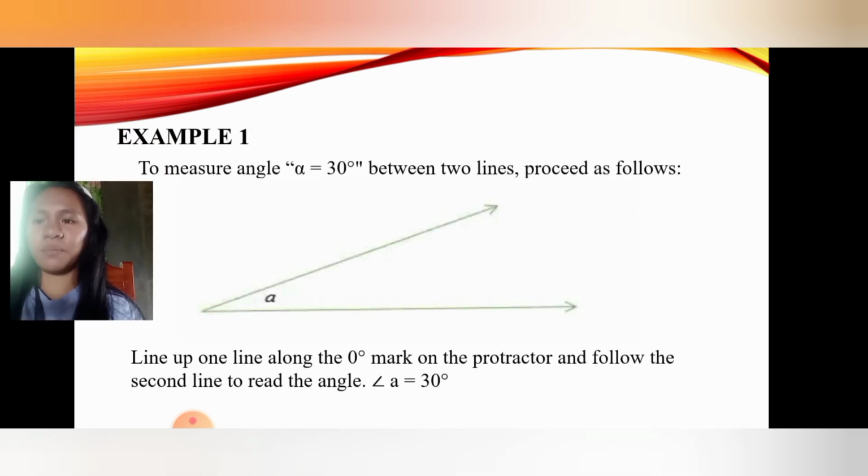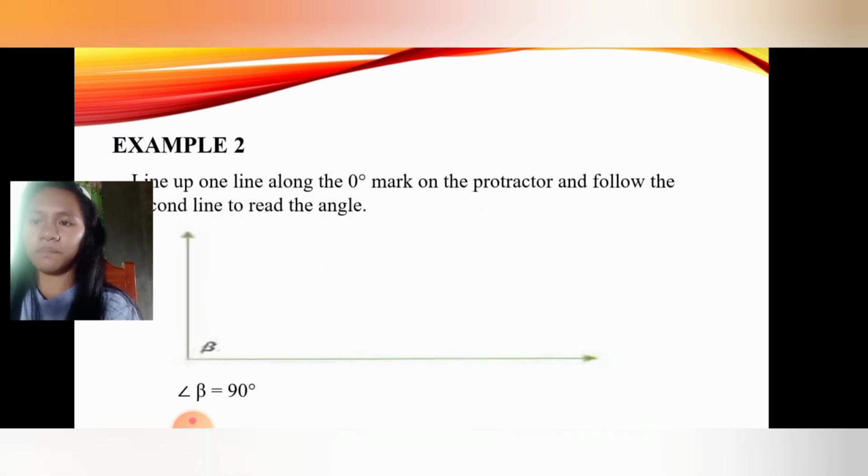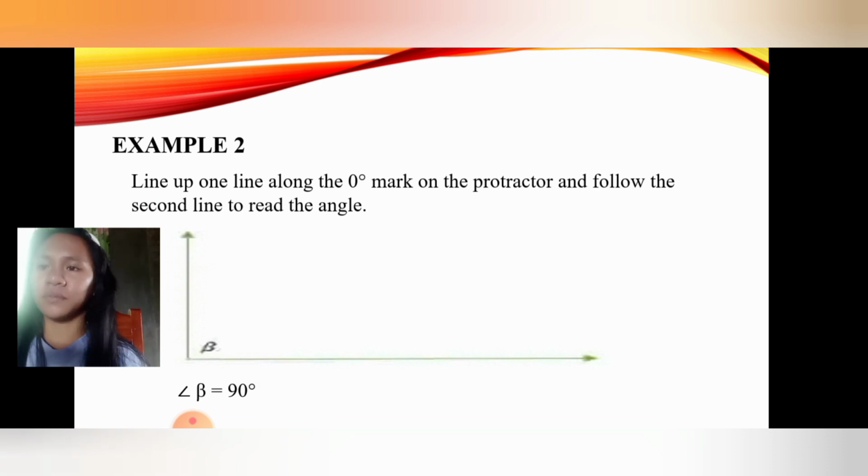So we have an example. To measure an angle A between the two lines, proceed as follows. Line up one line along the 0 degree mark of the protractor and follow the second line to read the angle. Angle A is equal to 30 degrees. So we have example number 2. Line up one line along the 0 degree mark of the protractor, follow the second line and read the angle. So angle B is equal to 90 degrees.